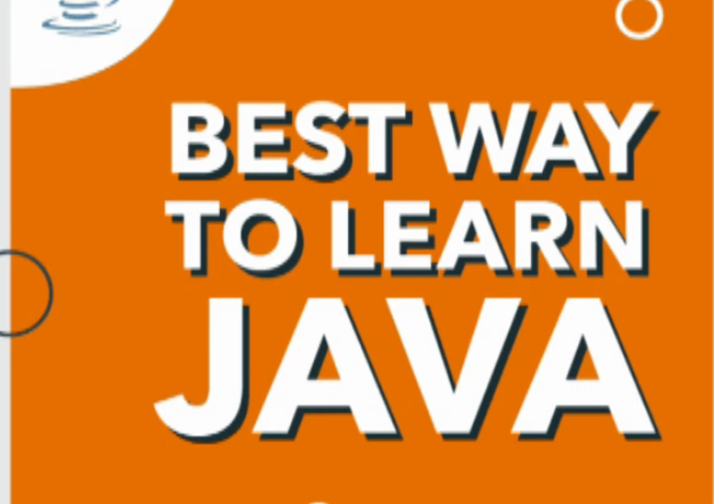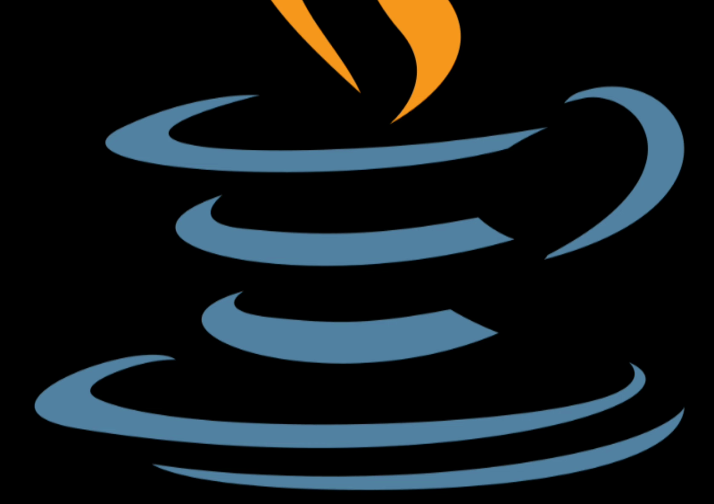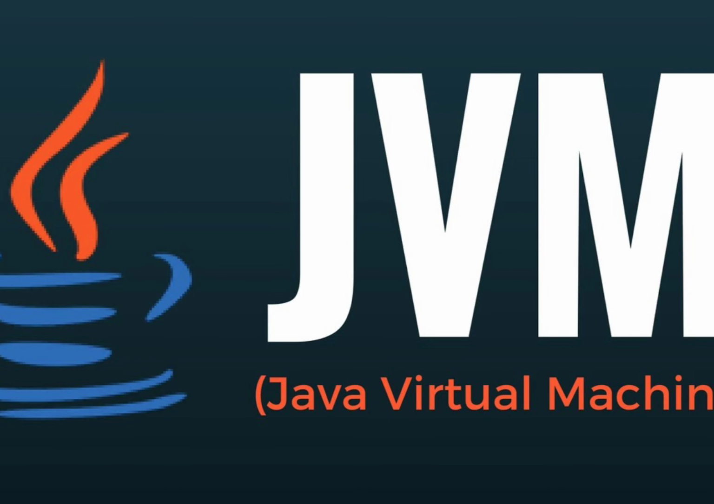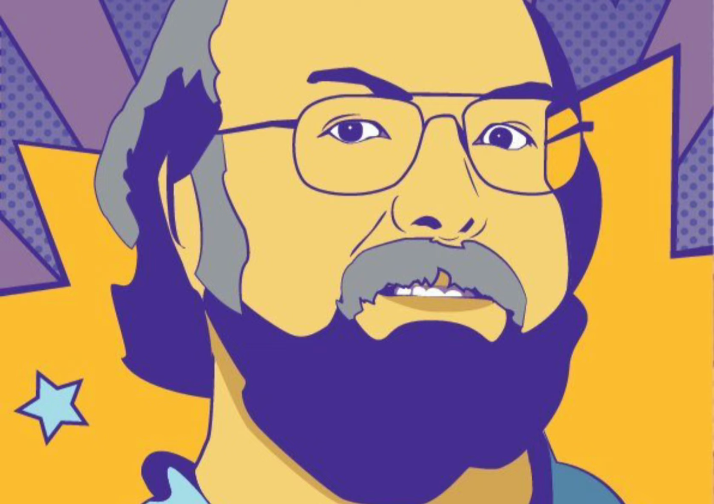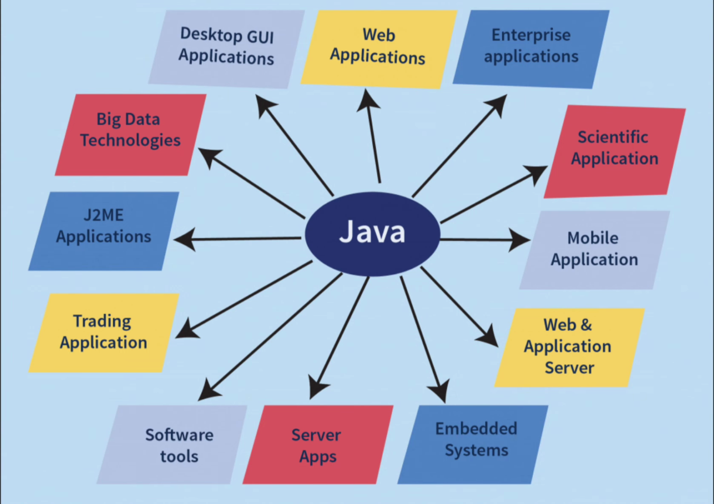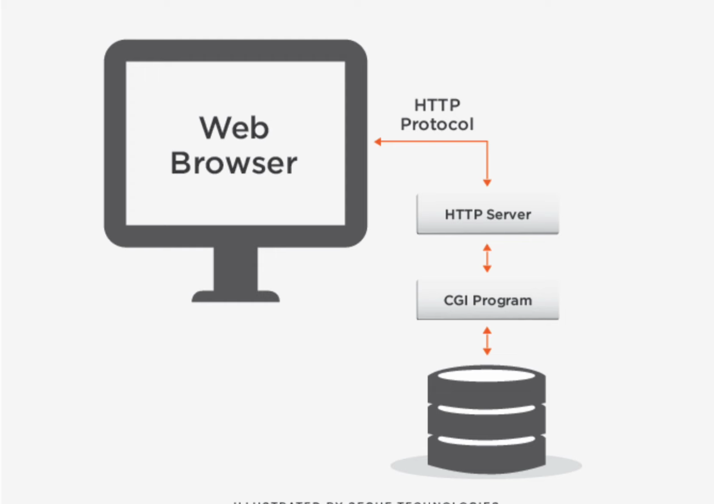Let's learn about Java. Java is a widely used and versatile programming language known for its platform independence, thanks to the Java Virtual Machine, JVM. It was created by James Gosling and released by Sun Microsystems in the mid-1990s. Java is often used for a variety of applications, including web development, mobile app development (Android), desktop software, and server-side applications.